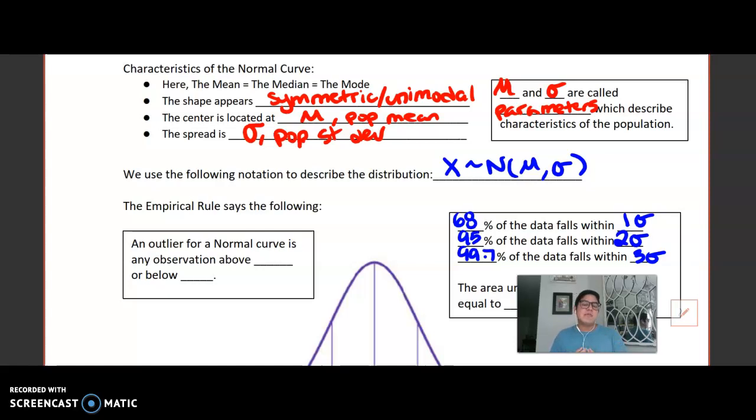The measure of center that we're going to use is going to be the mean, but more specifically mu, which is the population mean. And the spread we'll use is the standard deviation, but again, more specifically sigma, the population standard deviation. Now, mu and sigma are called parameters, and these describe characteristics about the population.